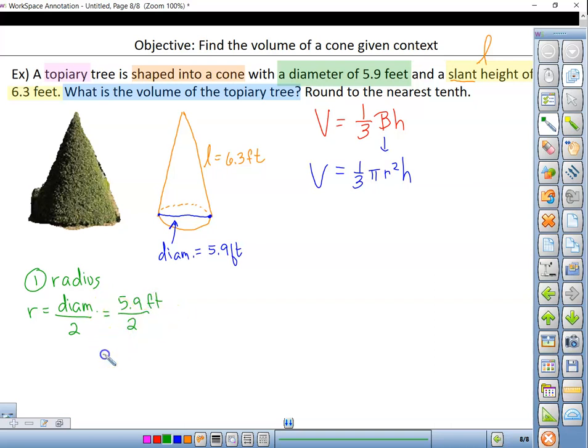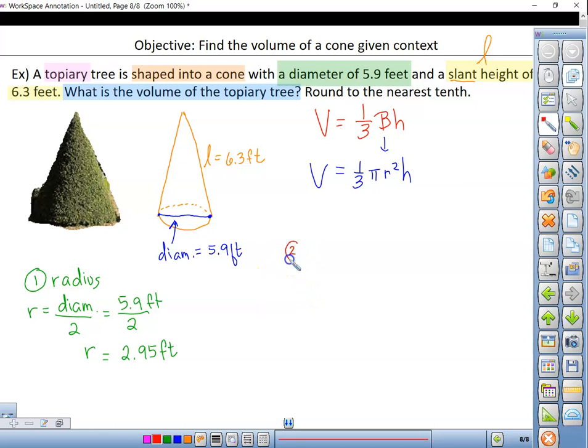And dividing that by 2 is going to give us 2.95 feet. So that's our radius, or r value. So now I can actually move on to height.